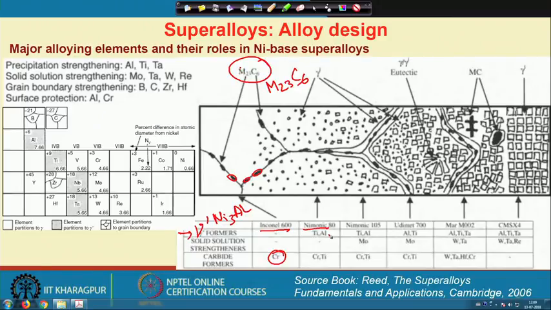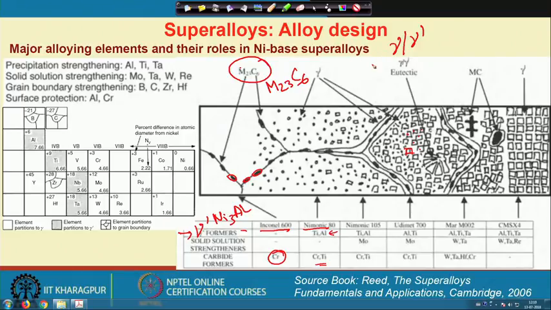Now, for Nimonic we purposely add titanium and aluminum to form this gamma prime phase, and carbide formers are also used, whereas in the case of Nimonic 105 or Waspaloy, we have a eutectic-like microstructure containing gamma and gamma prime phase. So, these are the gamma prime phase in a matrix, that is the gamma nickel.